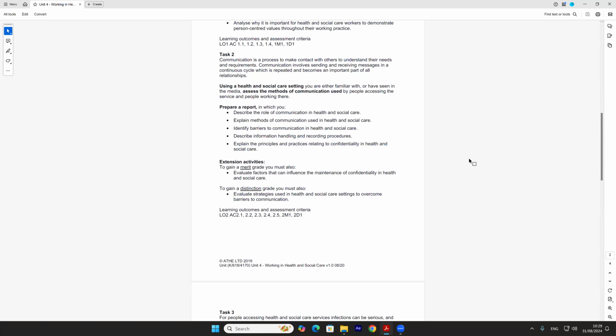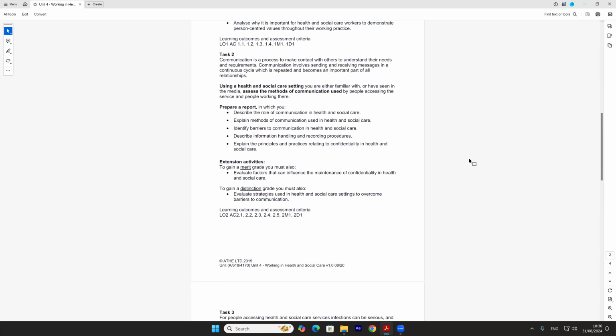Proper information handling and recording are essential for providing safe and effective care, ensuring that all care providers have the information they need to deliver person-centered care. Then we have: explain the principles of practices relating to confidentiality in health and social care. Confidentiality is a core principle in health and social care, protecting the privacy and dignity of individuals.